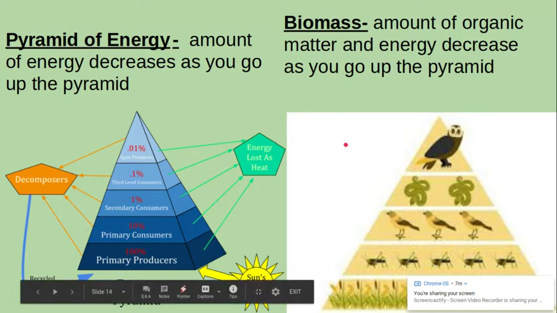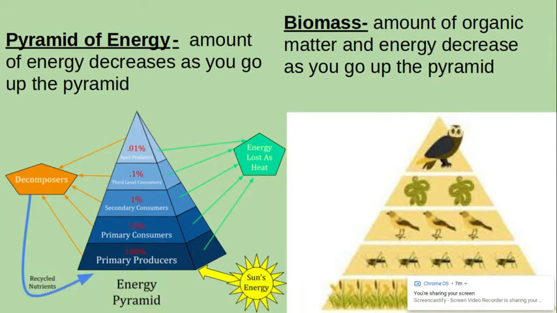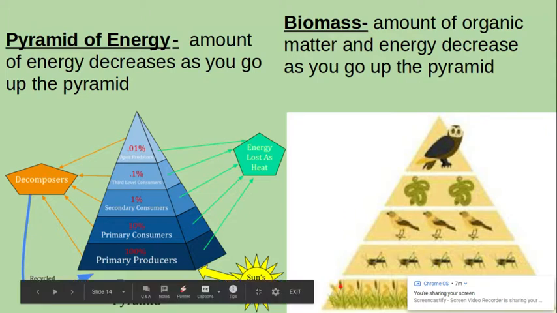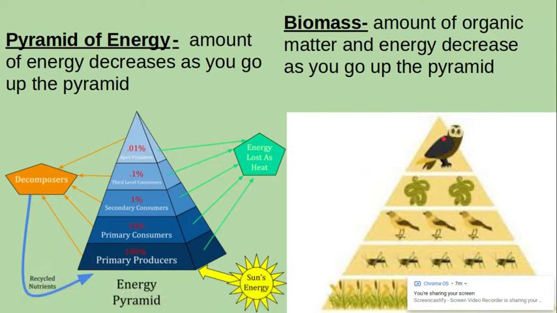There's also the biomass pyramid. The amount of organic matter, the mass, and energy decrease as you go up. See the number of wheat? There's a high number at the bottom where the pyramid's heavy. As you go up to the owl, the top consumer, there's only one.